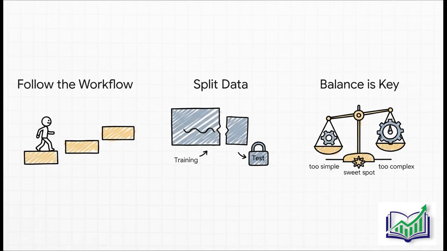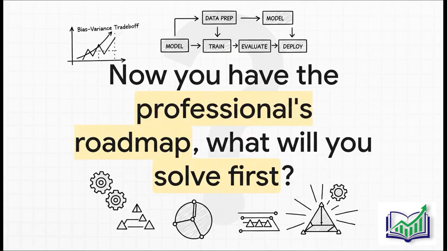And finally, remember that the whole game is about balance. You're always on a quest to find that perfect sweet spot between a model that's too simple and one that's too complex. And that's it. You now have the framework that guides pretty much every successful machine learning project on the planet. These concepts, the strict workflow and the bias-variance trade-off, they aren't just abstract theory. They are the practical, everyday tools of the trade. So the only question left is, what are you going to build with them?